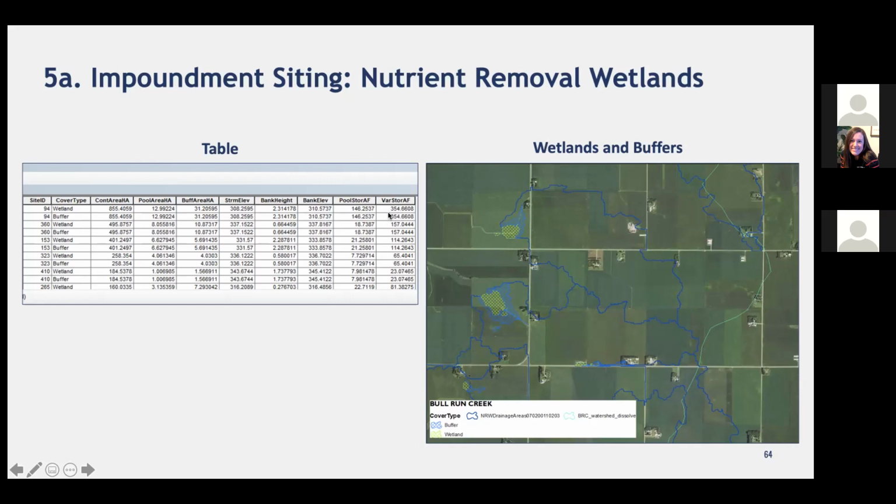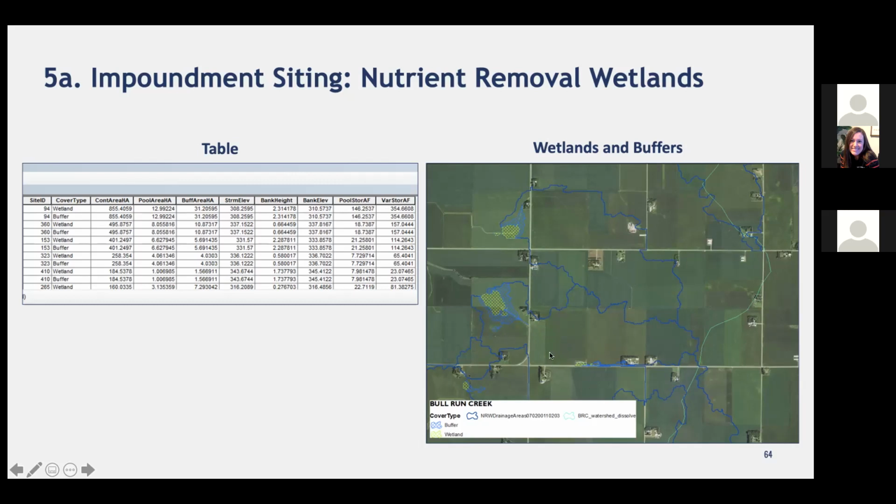So if we look at the image on the right-hand side of the slide, this green hatched area, that's the pool, that's the wetland. And then that blue hatched area is the buffer around the wetland. And this is the catchment or the drainage area that's associated with this wetland.